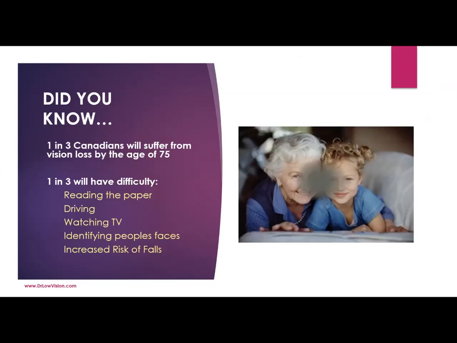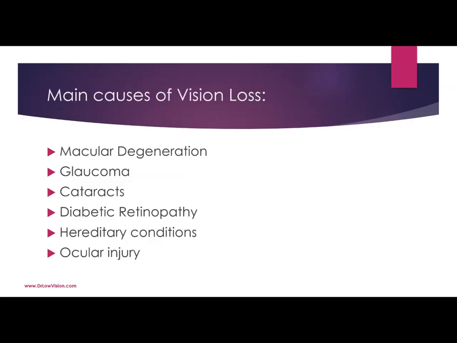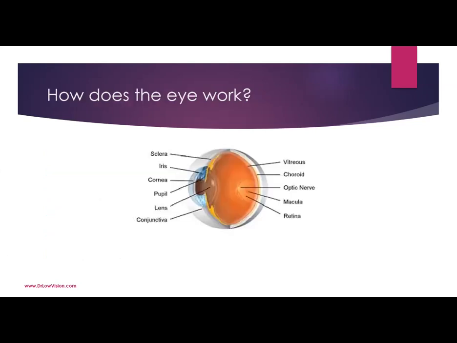1 in 3 will have difficulty reading the paper, driving, watching TV, identifying people's faces, and have that increased risk of falls. So the main causes of vision loss, to give you an overview, is macular degeneration, glaucoma, cataracts, diabetic retinopathy, hereditary conditions, and ocular injuries. So I'm just going to give a quick summary about the eye and some of these conditions I've just mentioned.